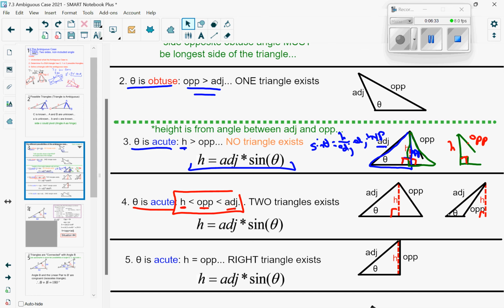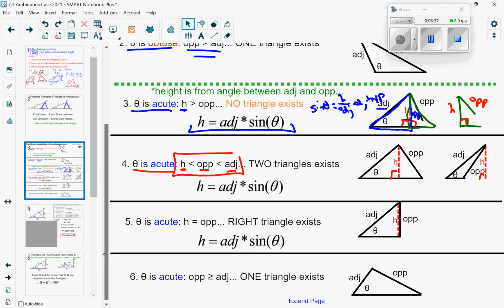Theta should be right there. Okay. Another situation is where my height is exactly my opposite. That has to be a right triangle because remember the height forms a right angle. And if this number is exactly the same as that number, then my opposite is actually forming that and my adjacent becomes the hypotenuse.